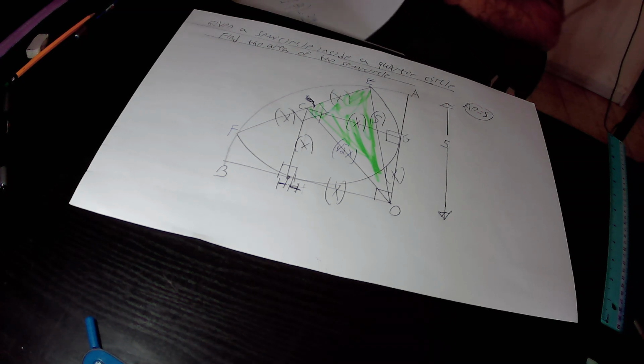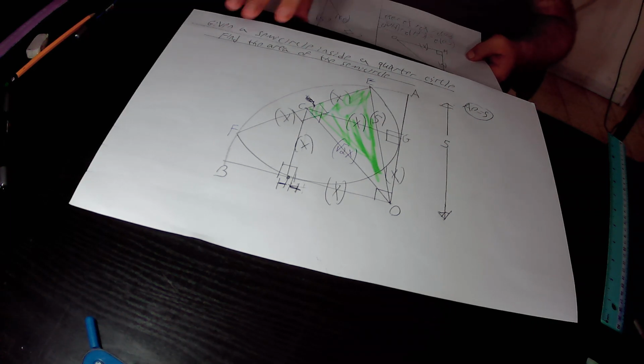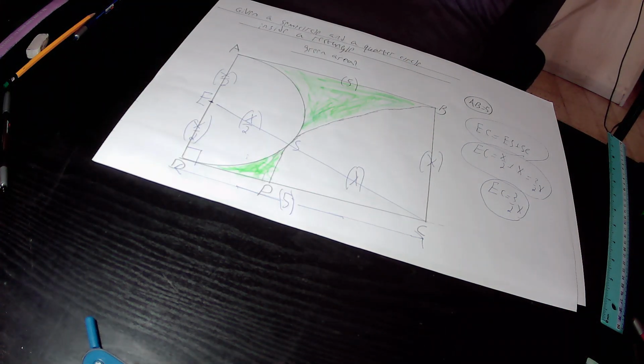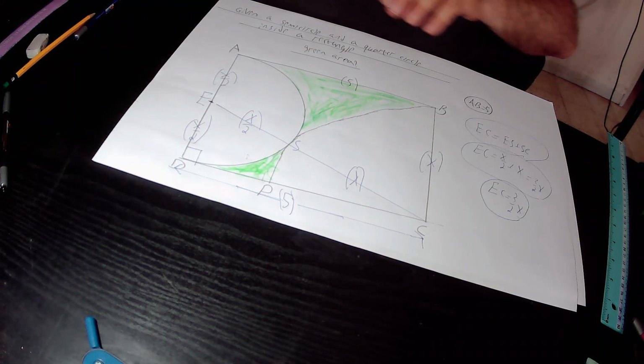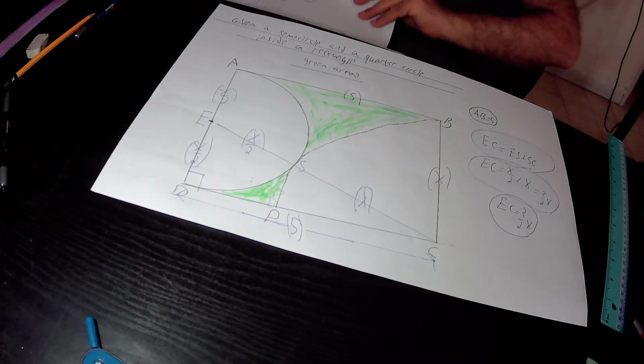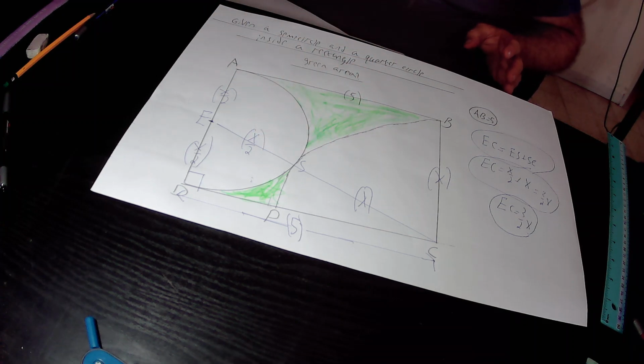We finished with the first question. In the next step, I present to you the second question. We solve the second question. Our mission in the second question is to find the area of this green shape.